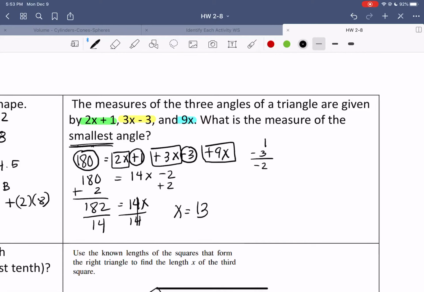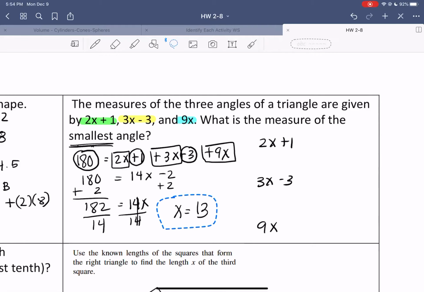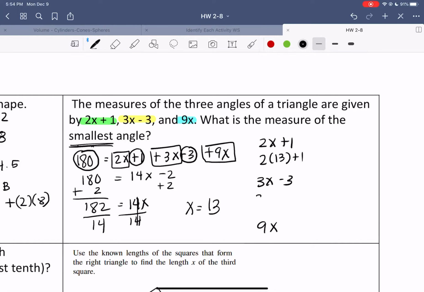So now we have our three angles: 2x plus 1, 3x minus 3, and 9x. We're going to take this x right here and substitute it in here, here, and here to see which one is the smallest: 2 times 13 plus 1, 3 times 13 minus 3, and 9 times 13. From there you'll be able to determine which is the smallest angle.